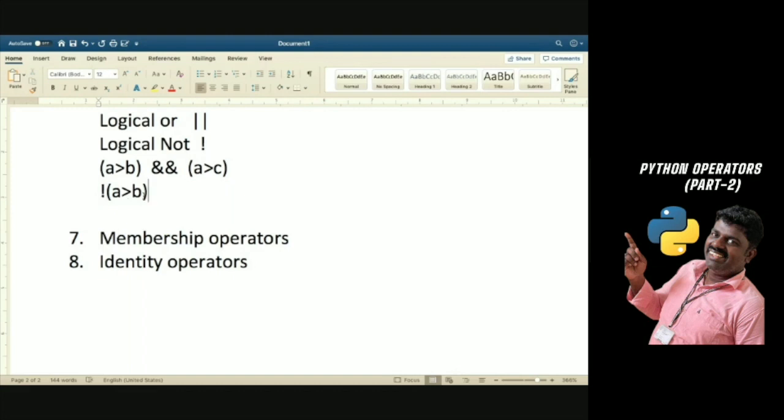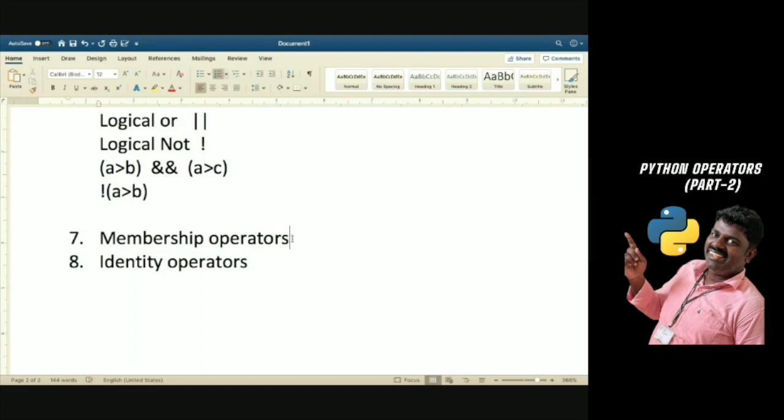Not is used only for one condition, but logical and and logical or will be used for comparing two simple conditions. Got my point? That is the difference.